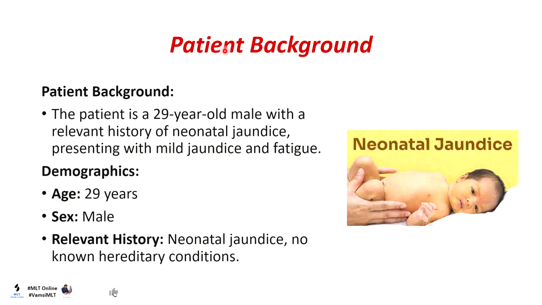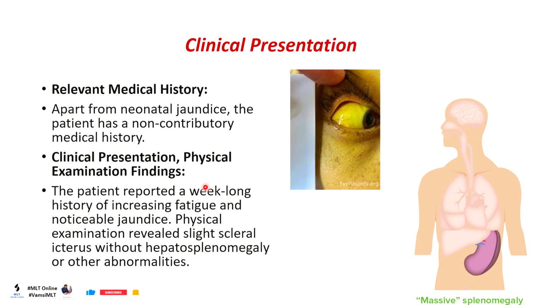So, today's patient background. The patient is a 25-year-old male with a relevant history of neonatal jaundice, presenting with mild jaundice and fatigue. He is male, has a history of neonatal jaundice, and no hereditary conditions have been found in the patient.